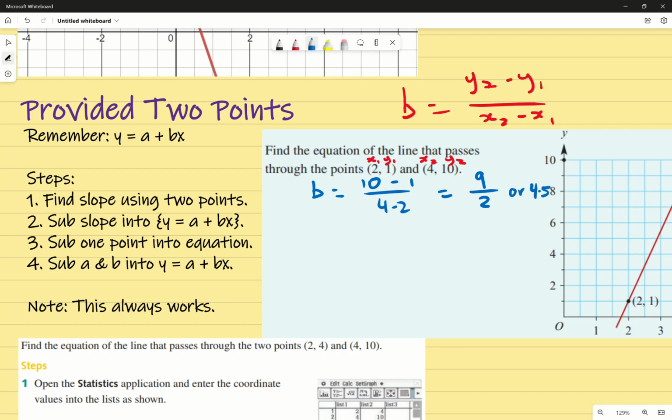Any questions about that? I'm seeing a few confused faces, and I'm not sure it's because I've gone too quickly or it just doesn't make sense at all.